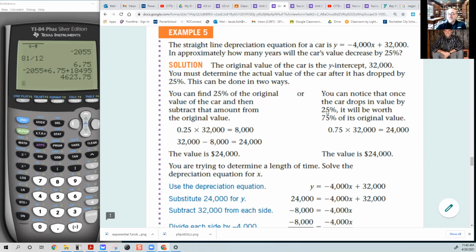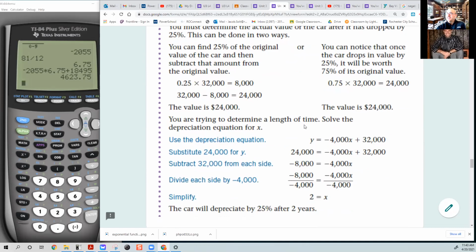I would say, well, I know that 100% minus 25% is 75%. So what I'm really trying to find here is 75% of the original value. So I would take 75, convert that into a decimal in my head, and I would take 0.75 and multiply that by 32,000. I'd find that 75% of 32,000 is 24,000. To me, that is a little bit more straightforward. I like it better. Do whatever you feel comfortable with. It's honestly up to you.